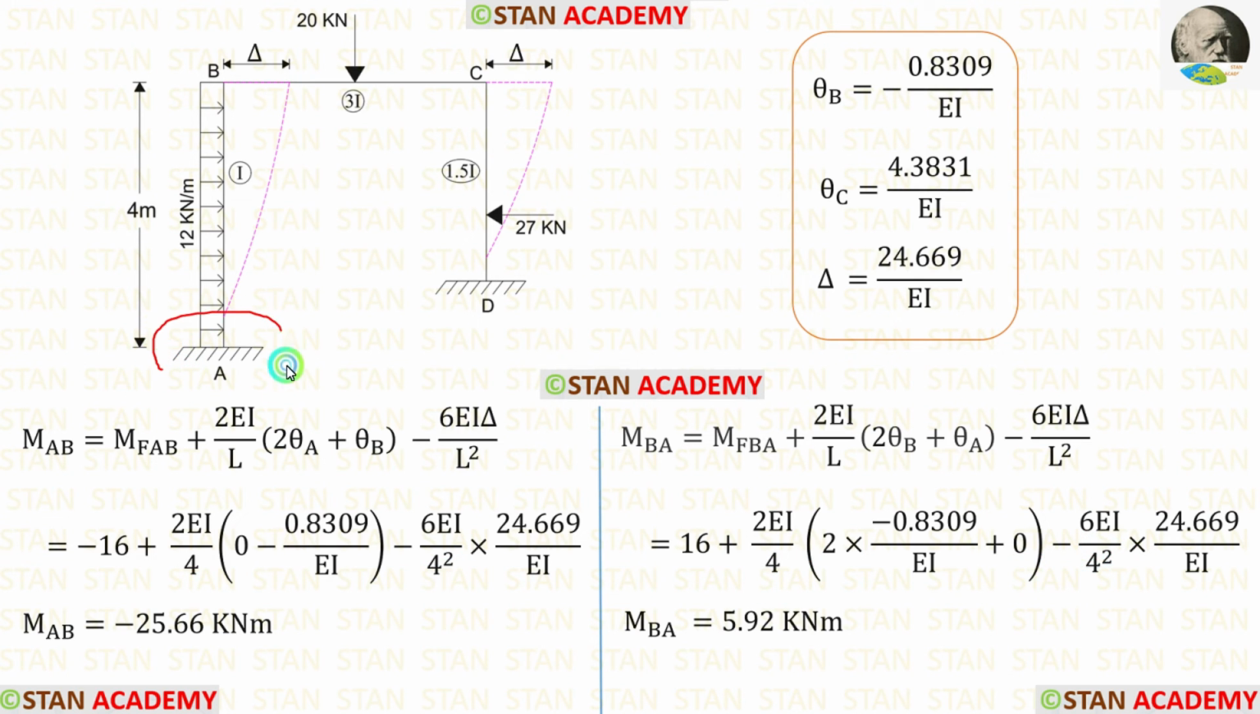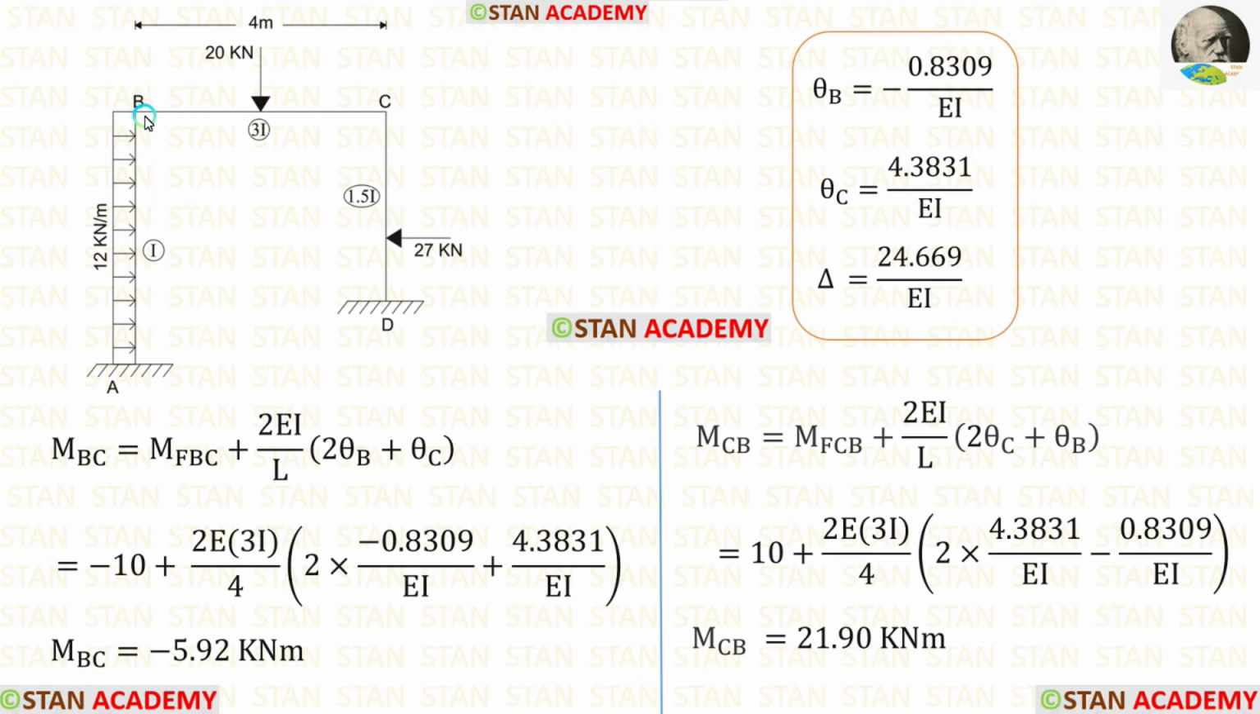At point A, there is a fixed support. In the fixed support, there will be no slope. So, theta A will be 0. After applying the values of theta B and delta in the equations, we are getting MAB and MBA.